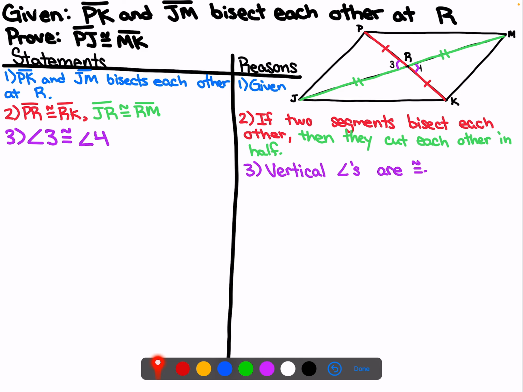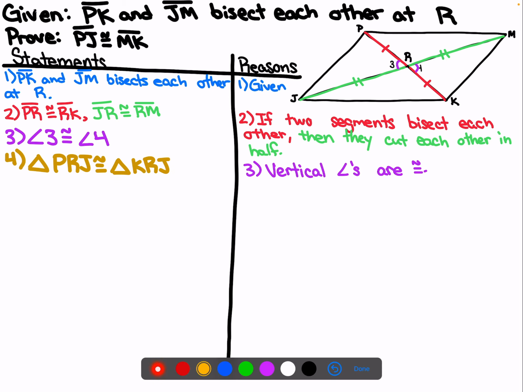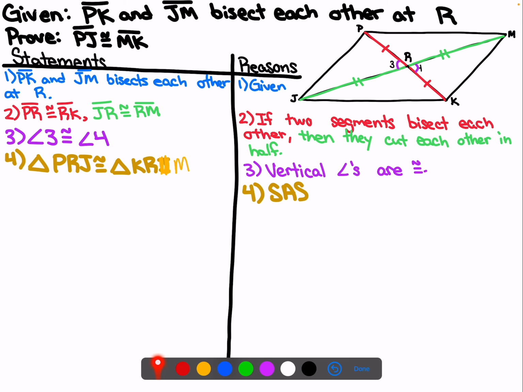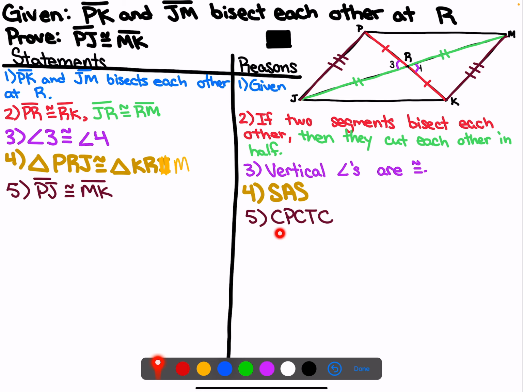Now from here, we can say that the two triangles are congruent. Triangle PRJ is congruent to triangle KRM. And the reason that we can say that, and this should be an M, not a J here, the reason that we can say that is side, angle, side. So those two triangles are congruent by side, angle, side. Now, if the two triangles are congruent, well, segment PJ and segment KM are both on those triangles, so I can say that segment PJ is congruent to segment MK by CPCTC. Because if the triangles are congruent, then the corresponding parts of those congruent triangles are also congruent.